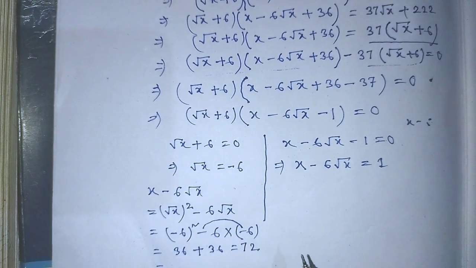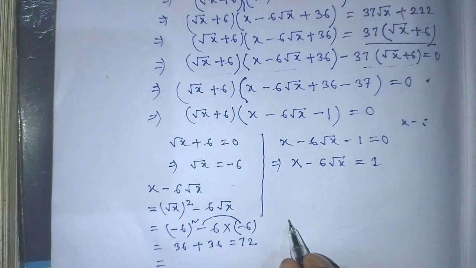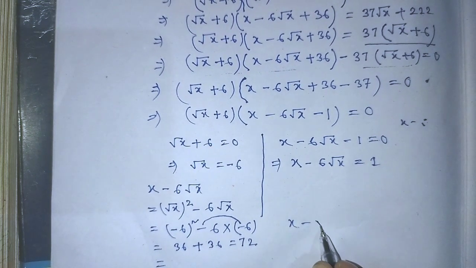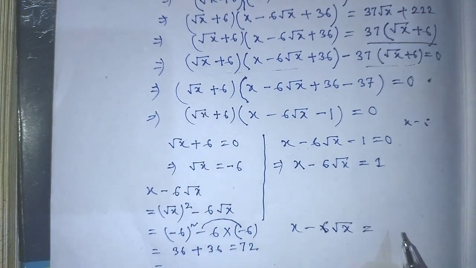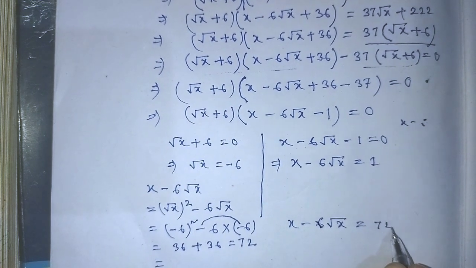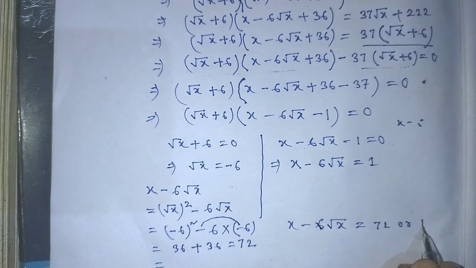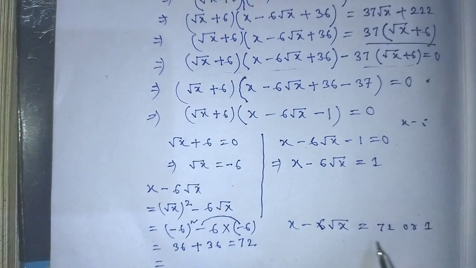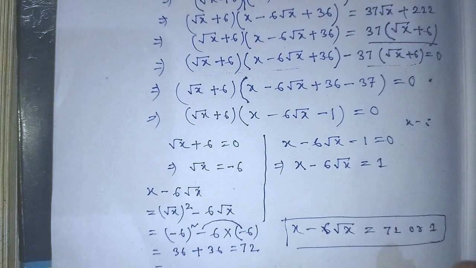Okay student, the value of x minus 6 into root x will be 72 or 1. So student, this is our final answer. So student, our answer is complete.